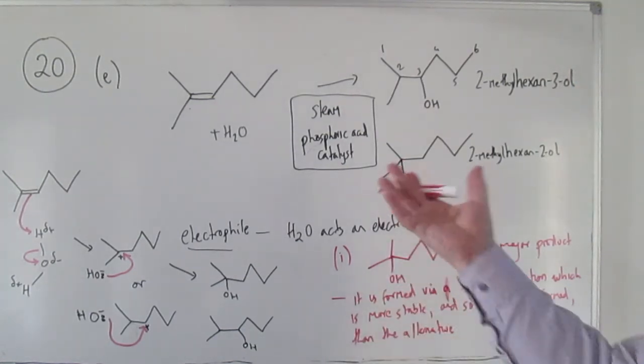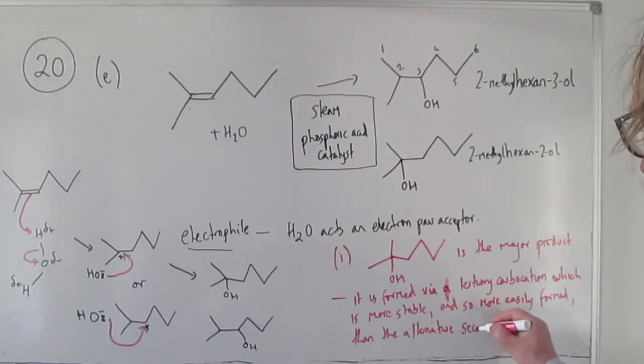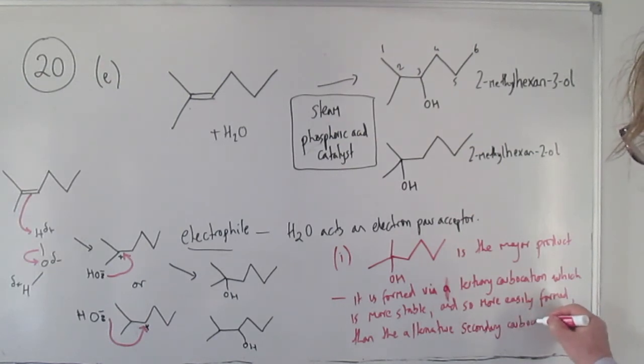Say what both of the possible carbocations would be, and then give a clear comparison of which one is more stable. So more easily formed than the alternative secondary carbocation. Okay, so that sort of wording and those Markovnikov questions, it's really important to practice.